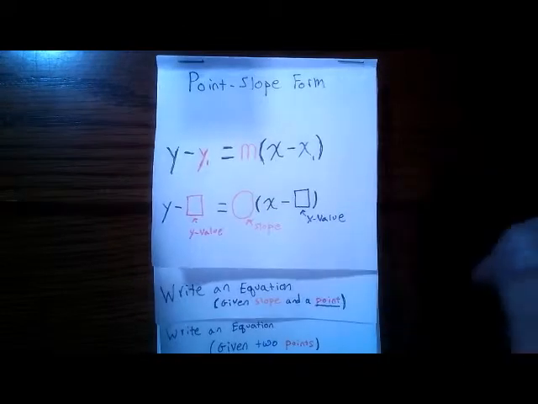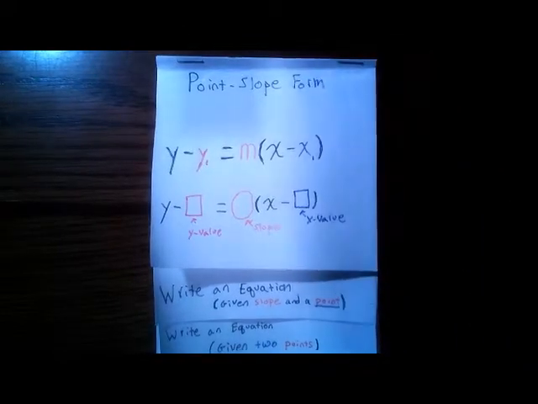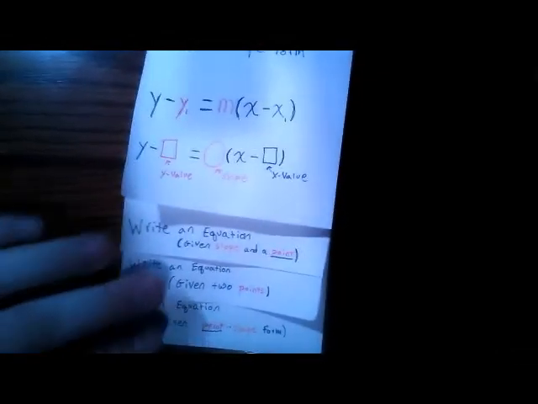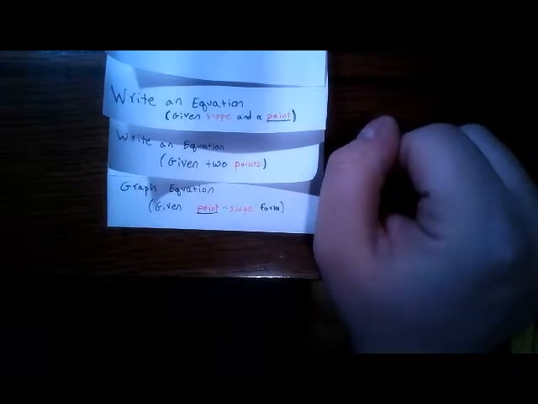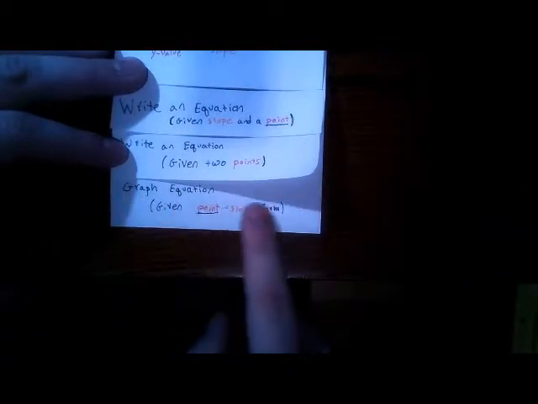Our very last example for point slope form is, instead of being asked to write an equation, you're asked to graph the equation. So in this case, you're actually given the equation in point slope form and asked to make a graph. And so what we're going to do is write that down here. That's this last flap. And we're going to open it up. And here's your question. Graph the equation y minus 3 equals 1/2 times x plus 2.